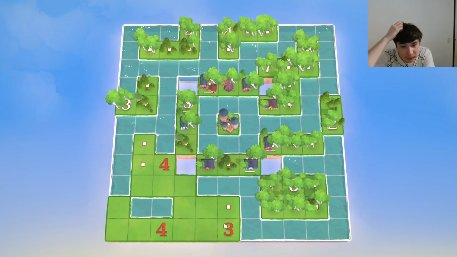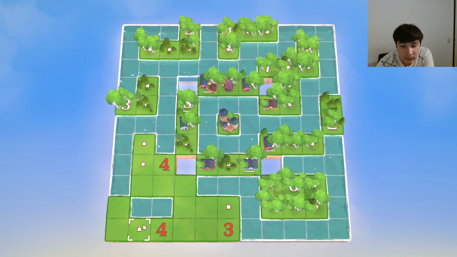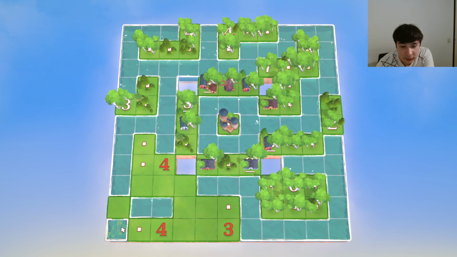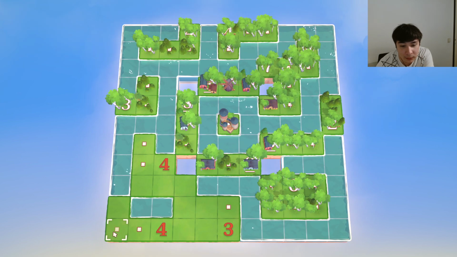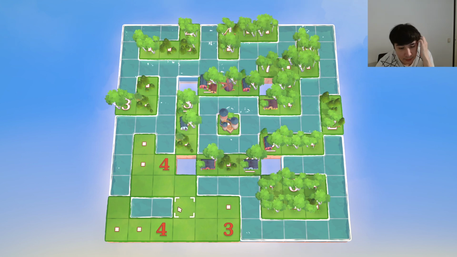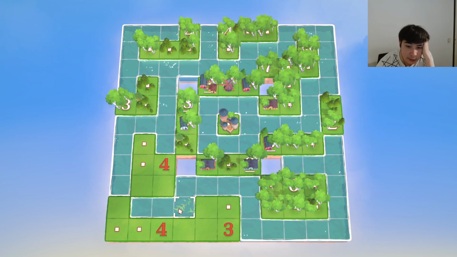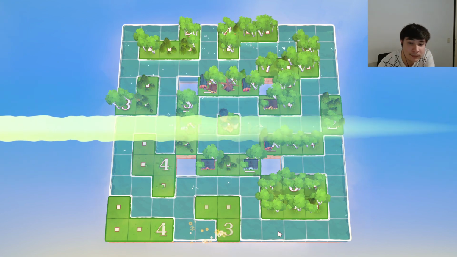And now we just have to make sure the 4 and the 3 are all satisfied. This is definitely land. I don't think this can be water because these two being land makes the 3 not work. So this is land. Nothing reaches this spot. Nothing reaches this spot. This is the 4, this is the 4, this is the 3.